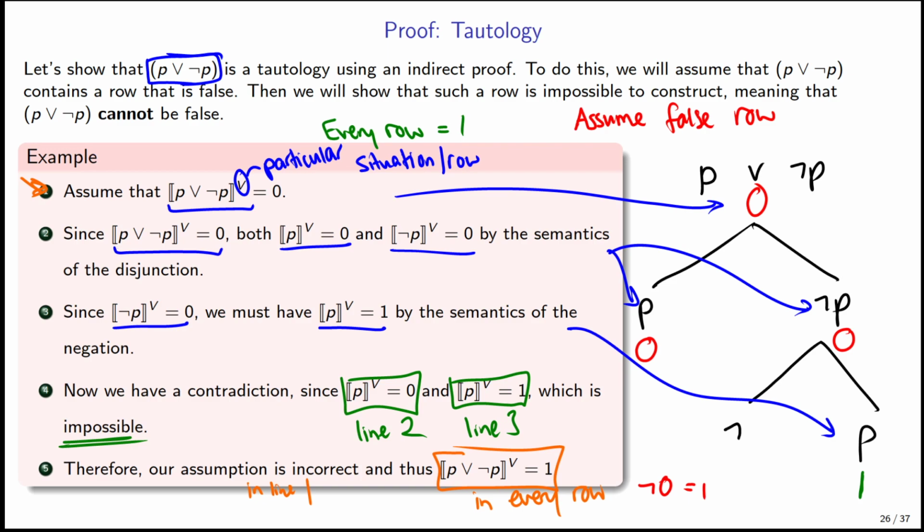So again, with proof by contradiction, we assume the opposite. If we want to prove it's a tautology, we assume, hey, it's not a tautology. Let's find the row that's false. Let's force it to be false. Oh no, we forced it to be false. Now we run into a contradiction somewhere. It is impossible to force that row to be false. Therefore, it has to be true.